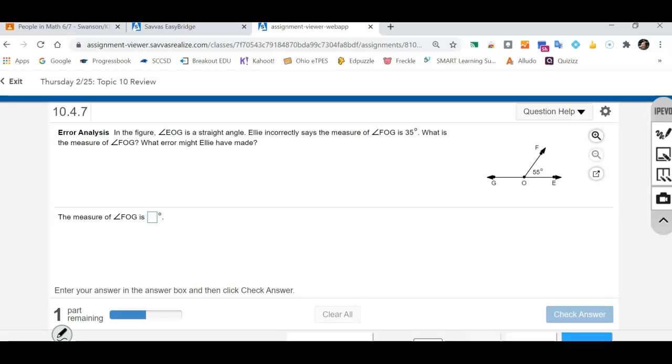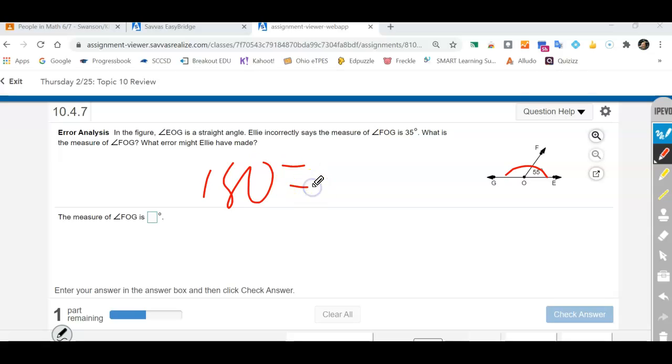All right, a straight angle, they're saying FOG is 35. Is it possible to have FOG 35? Well, no, because that's an obtuse angle, isn't it? FOG is obtuse. 35 degrees is not obtuse, so they did something wrong here. Together, these two angles should equal what? 180, right? Straight line. So what am I doing with that 180? I'm going to take x, whatever FOG is, plus 55. So I'm subtracting 55 from 180.